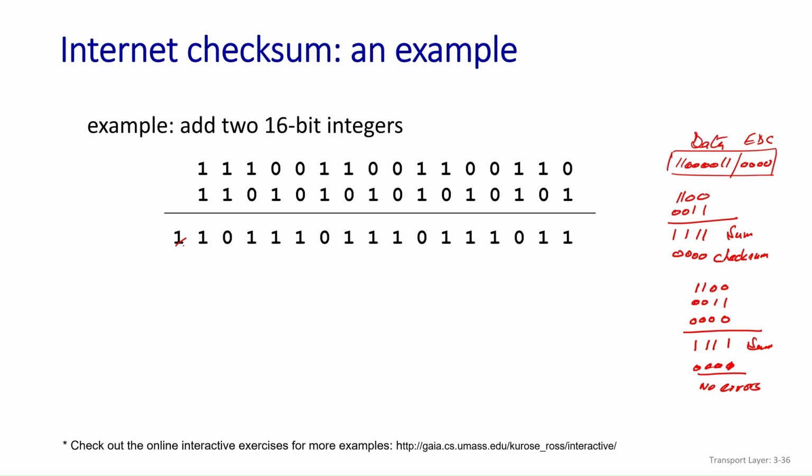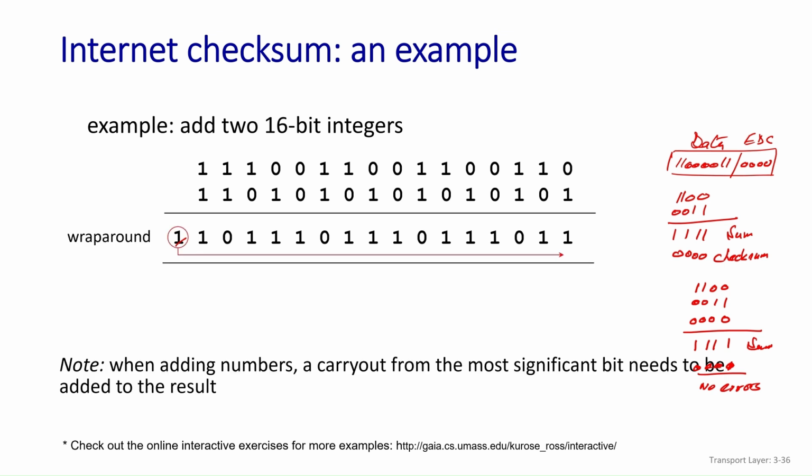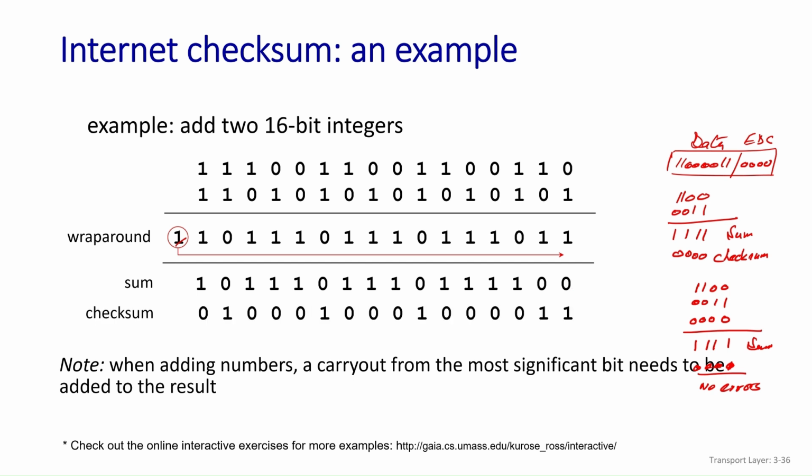What will you do with this carry? Add it back to the number; it will be wrapped around. Then we calculate the sum again. Now, to calculate my EDC bits at the sender, I need to take the one's complement. This will become my checksum, or I can say my EDC bits, the error detection and correction bits.